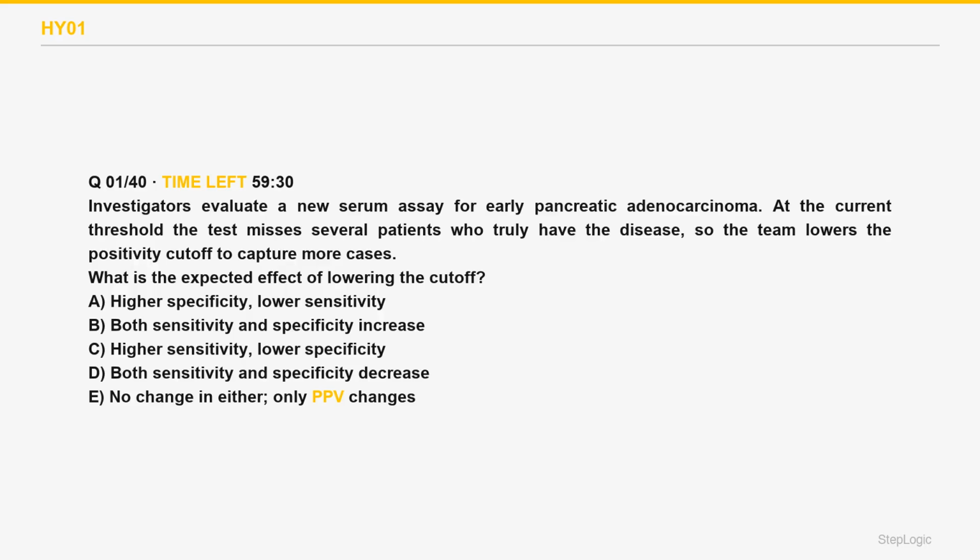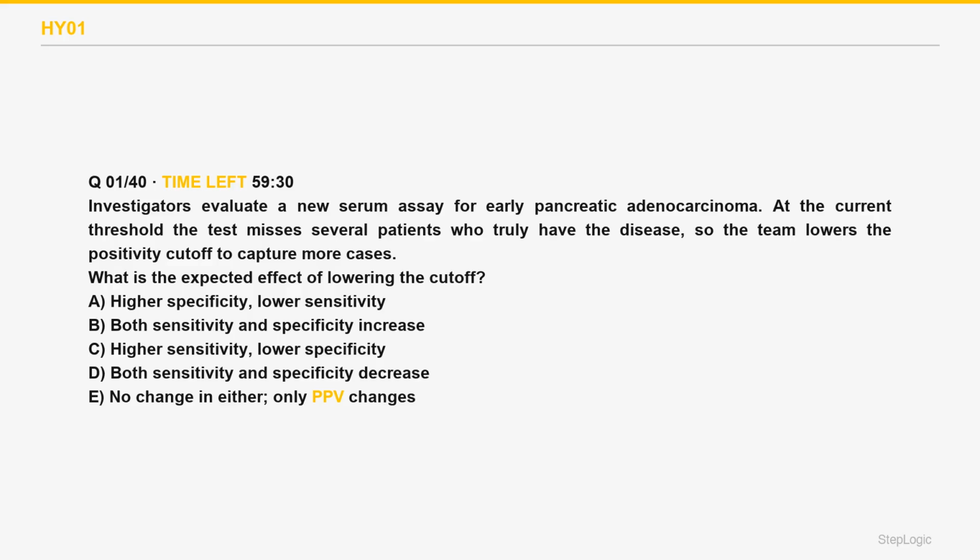What is the expected effect of lowering the cutoff? Investigators evaluate a new serum assay for early pancreatic adenocarcinoma. At the current threshold, the test misses several patients who truly have the disease, so the team lowers the positivity cutoff to capture more cases.